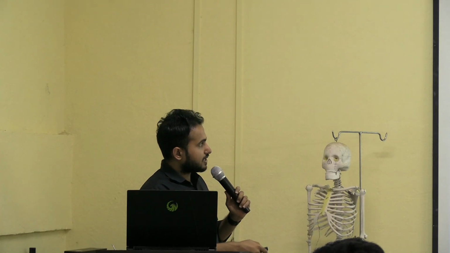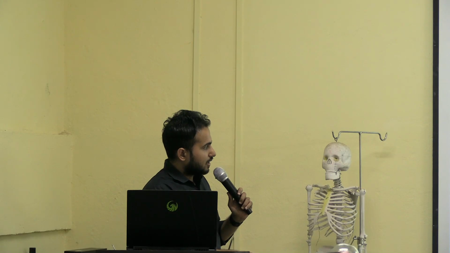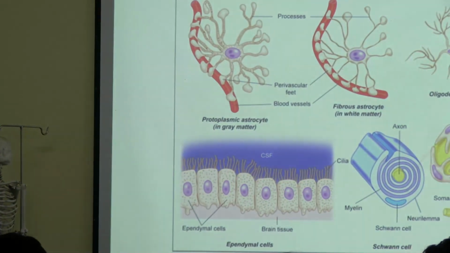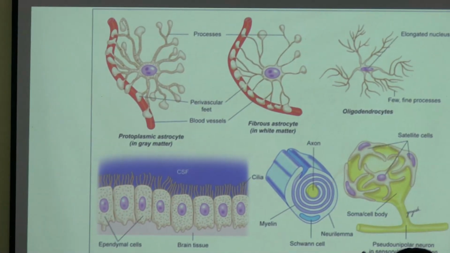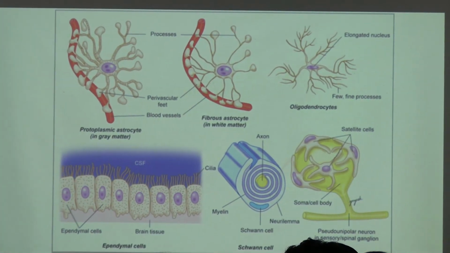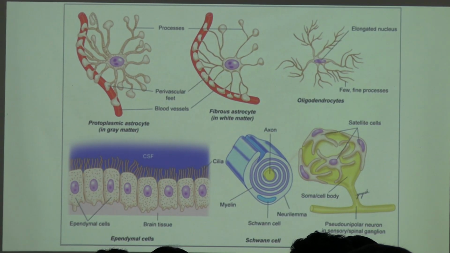So these are the astrocytes. Here you can see oligodendrocytes, these are the satellite cells, Schwann cells, and ependymal cells. Then microglia are there, also called glial cells. Like this, different types of neuroglial cells are present, and each and every type has important functions.